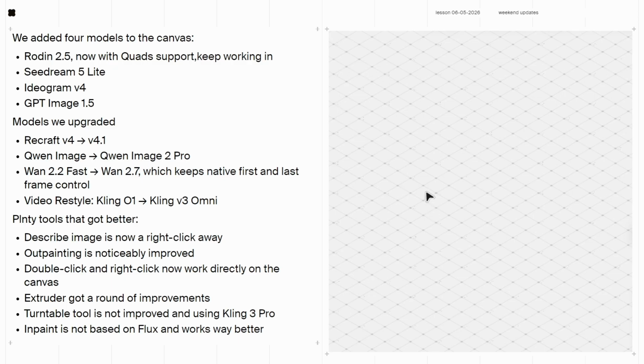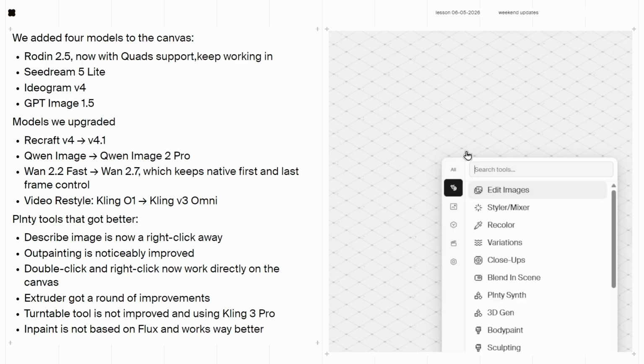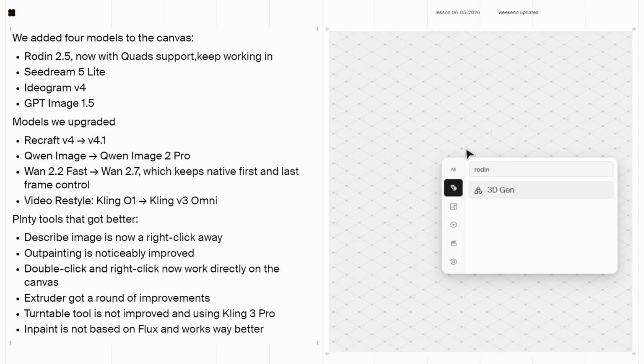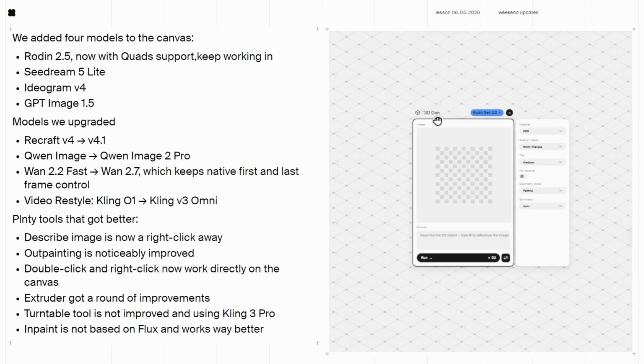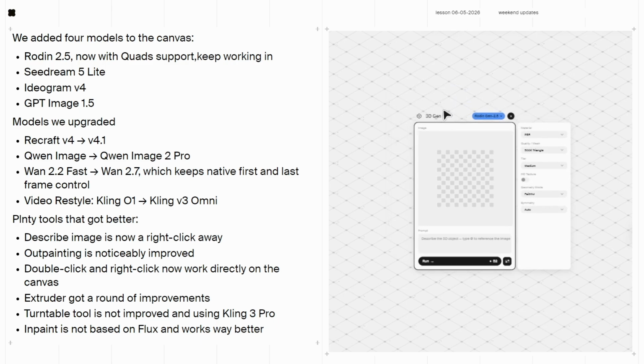The first one is really Rodin. Rodin is a great 3D generation model. You can find it in the swap group over here, under the 3D model generation, but also as a standalone tool. And Rodin is actually outputting nice quads and giving very good competition to Hunyuan, Meshy, Tripo, and so on.